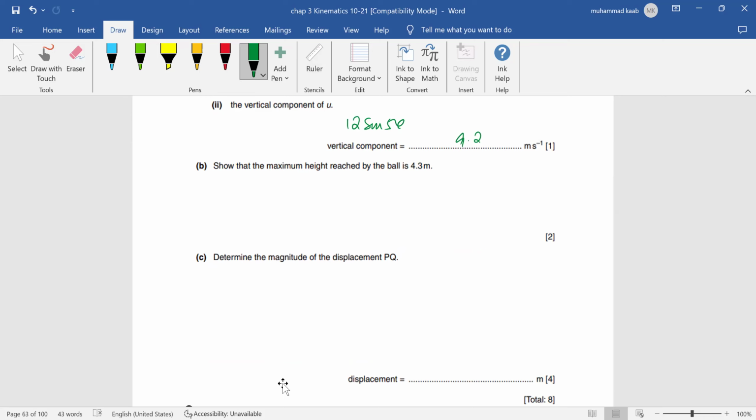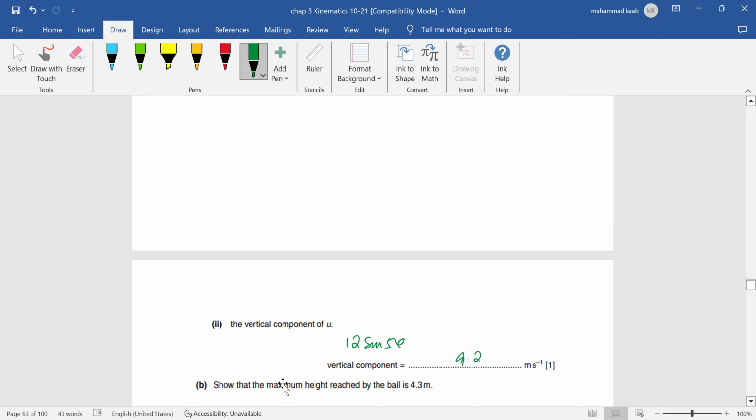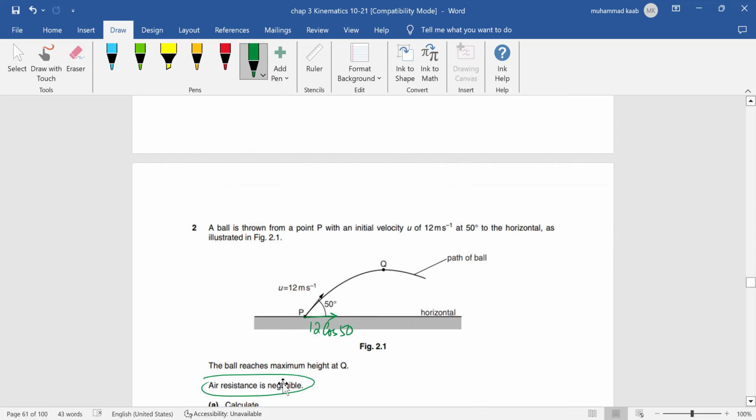Show that the maximum height reached by the ball is 4.3 meters. You have to show that. The maximum height reached means you have to find this distance. They're saying that this distance is 4.3, and you just need to prove it.